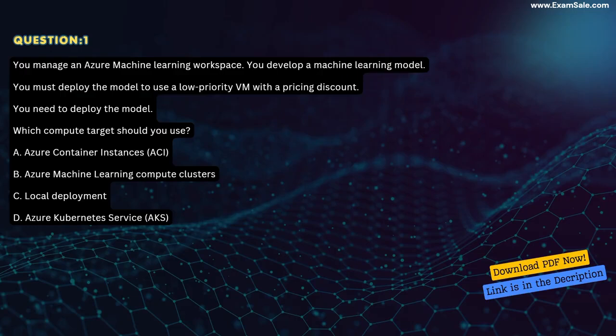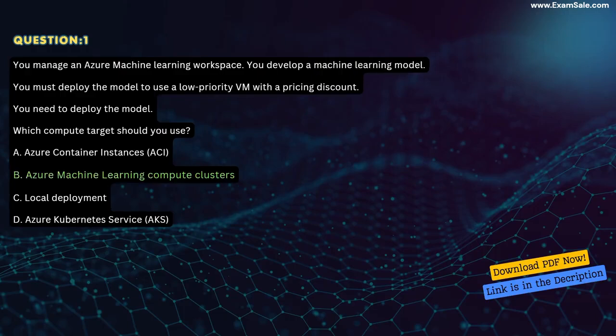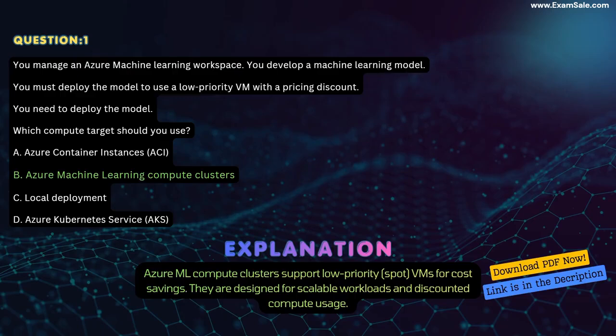A. Azure Container Instances, ACI. B. Azure Machine Learning Compute Clusters. C. Local deployment. D. Azure Kubernetes Service, AKS. Correct answer: B. Azure Machine Learning Compute Clusters. Explanation: Azure ML Compute Clusters support low-priority, SPOT, VMs for cost savings. They are designed for scalable workloads and discounted compute usage.